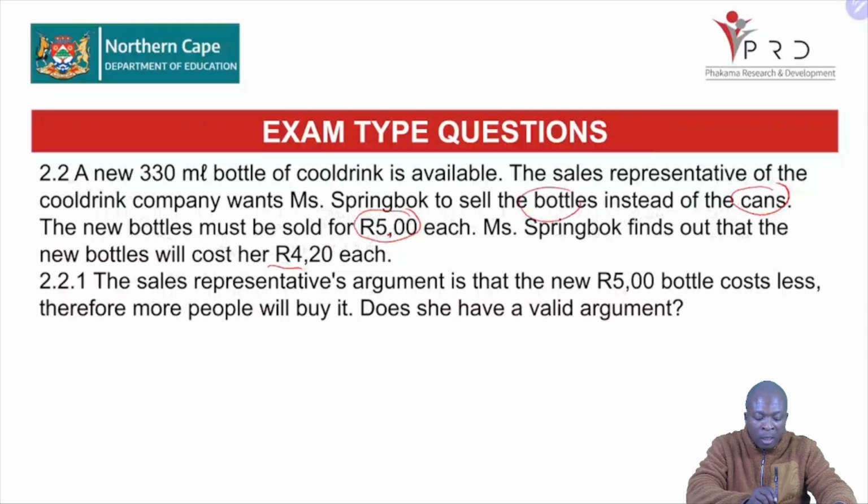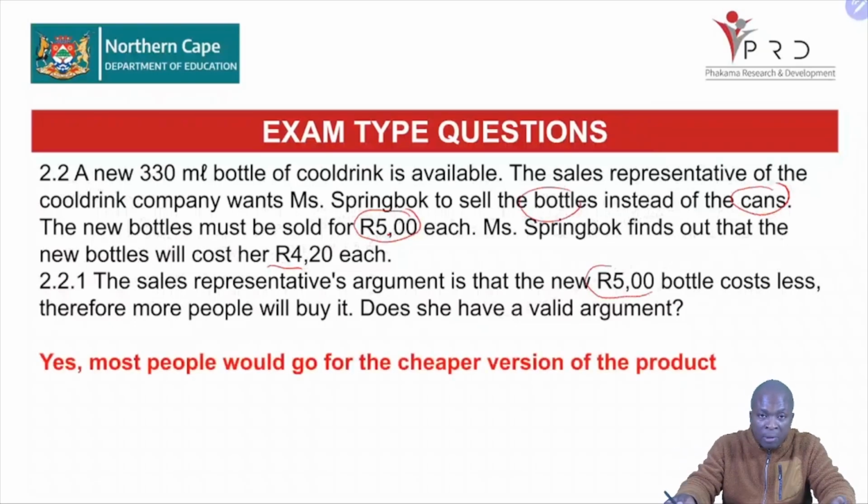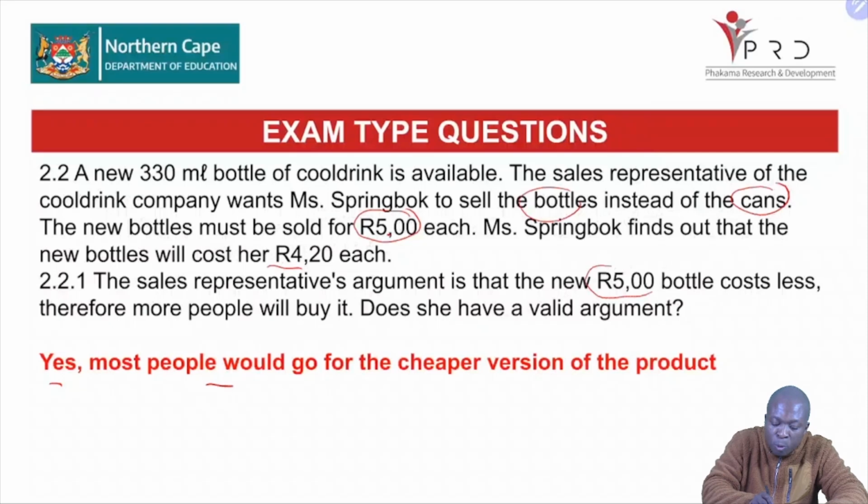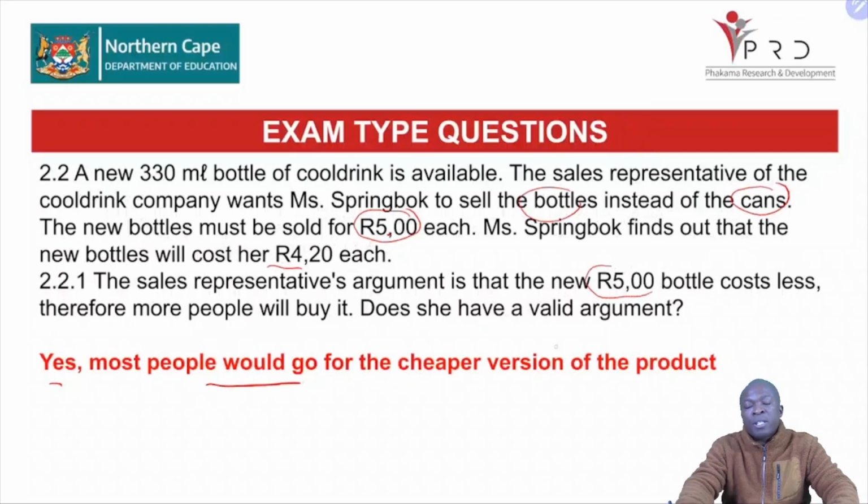Okay. The sales rep's argument is that the new 5 rand bottles cost less. Therefore, more people will buy it. Does she have a valid argument? Let's prove and see. So you are having 4 minutes to attempt this. The argument is that many people will buy it since it's being sold only for 5 rand. So let's check. Yes, because most people will prefer to go with the cheaper version of the product.